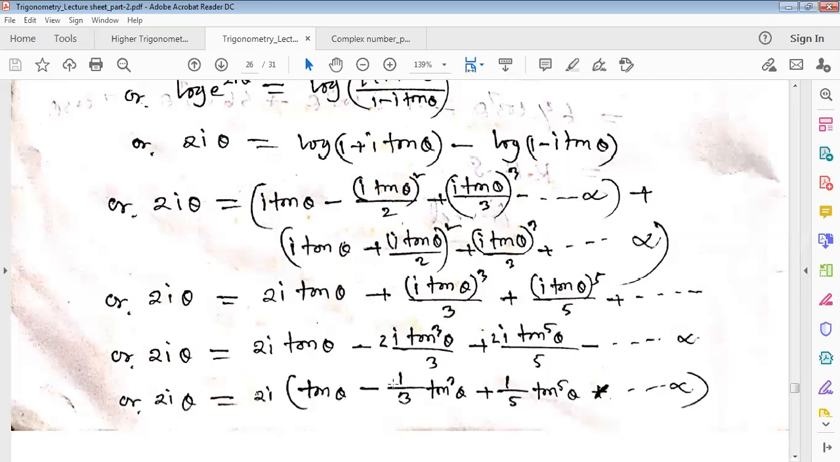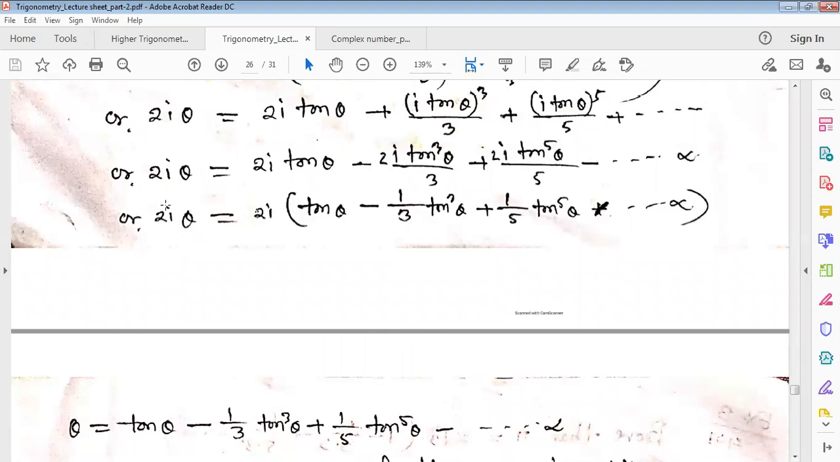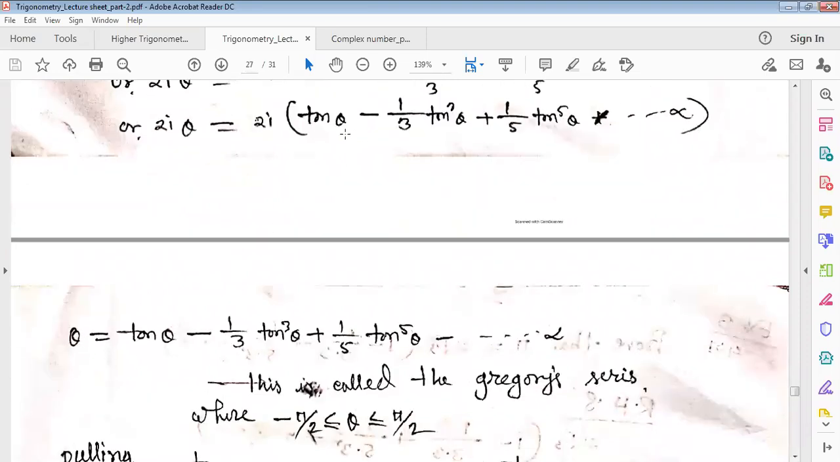tan theta minus 1 by 3 tan cube theta plus 1 by 5 tan to the power 5 theta minus and so on, plus and minus. In this way the whole series will exist. Now cancelling 2i from both sides, that means dividing by 2i on both sides because 2i is not equal to 0, that means non-zero. This is why you get theta equals tan theta minus 1 by 3 tan cube theta plus 1 by 5 tan to the power 5 theta minus 1 by 7 tan to the power 7 theta, with odd values up to infinity.